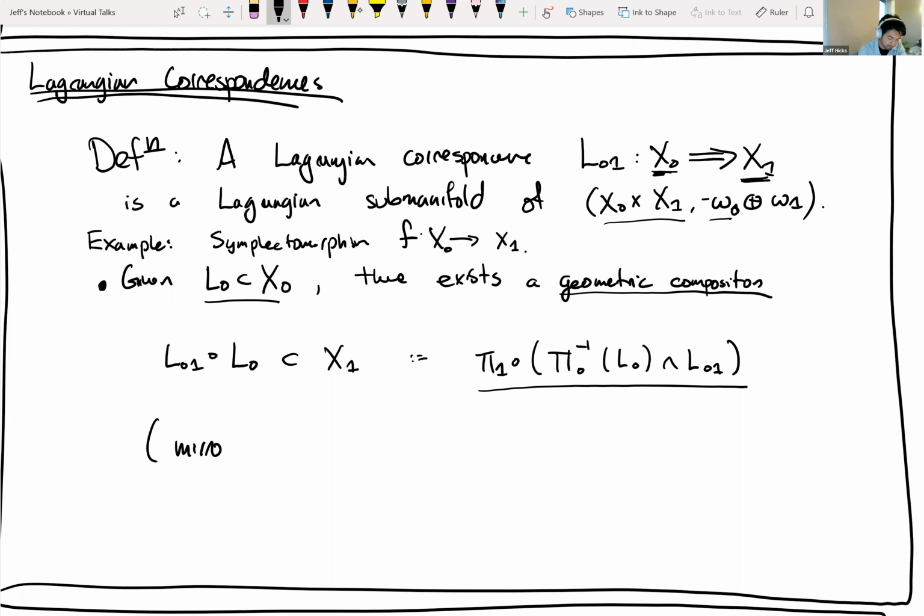This operation is mirror to the Fourier-Mukai transform, where you take a sheaf, pull it back to X0, tensor it, and then push it forward to X1.